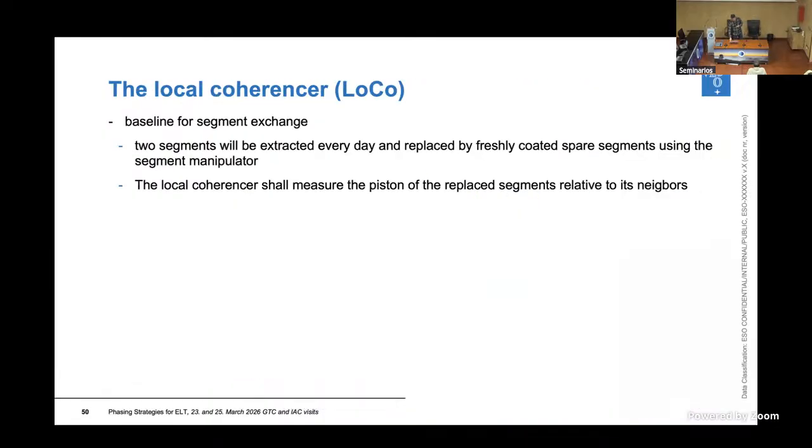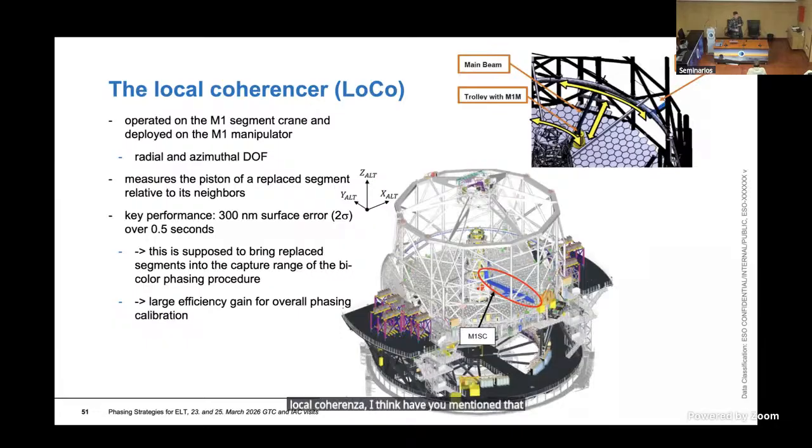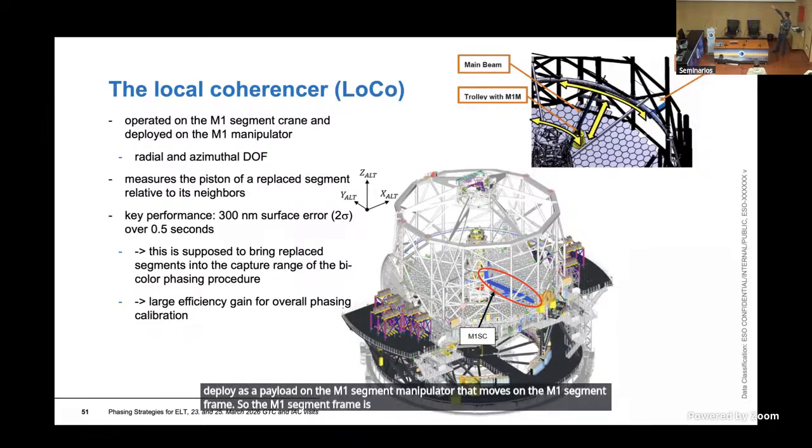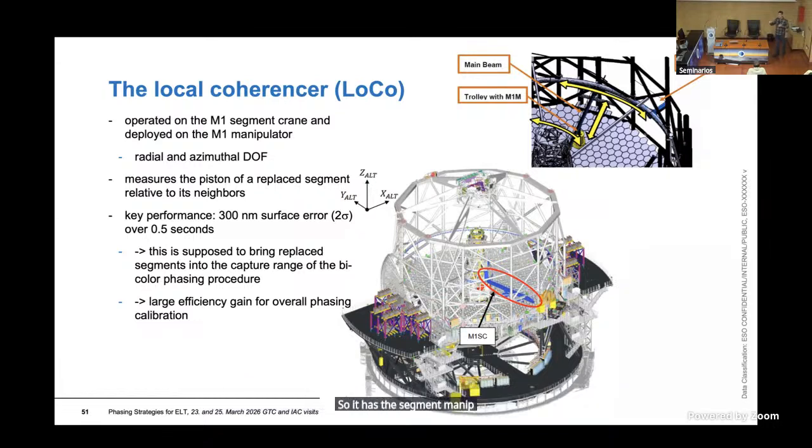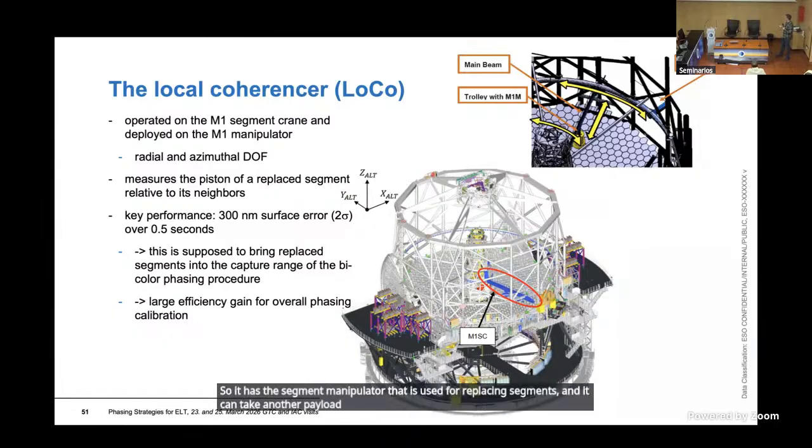Local coherencer, I think, have you mentioned that? Not. So this is our phasing gun. We've seen Bana the day before yesterday. Ours is called local coherencer. It's a device that we deploy as a payload on the M1 segment manipulator that moves on the M1 segment crane. So the M1 segment crane is the crane here highlighted in blue. It has a segment manipulator that is used for replacing segments, and it can take another payload, which would be the local coherencer.